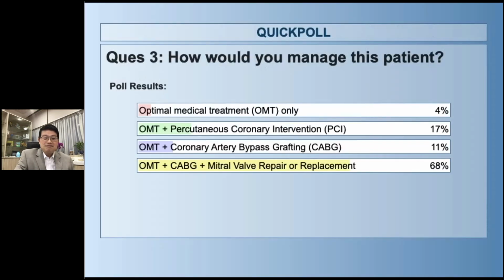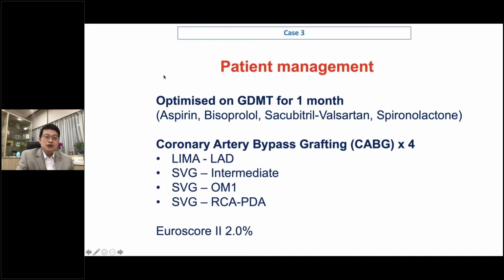Okay, that's interesting. So 68% feel you should have optimal medical therapy plus CABG plus a mitral valve repair or replacement. 11% think optimal medical therapy plus CABG. 17% think optimal medical therapy plus PCI. 4% think optimal medical therapy alone.